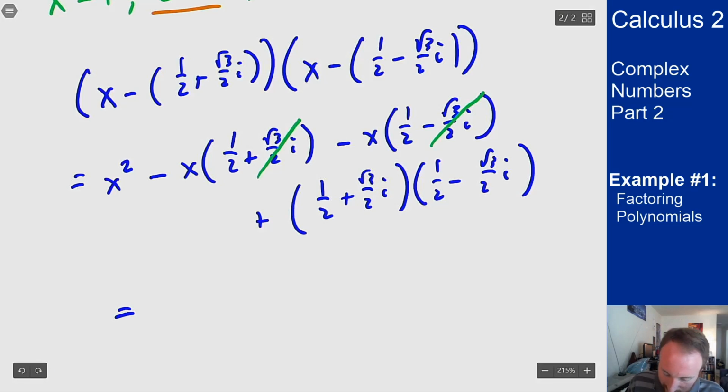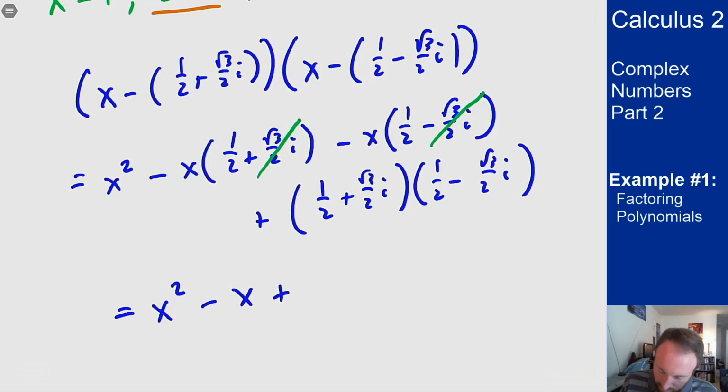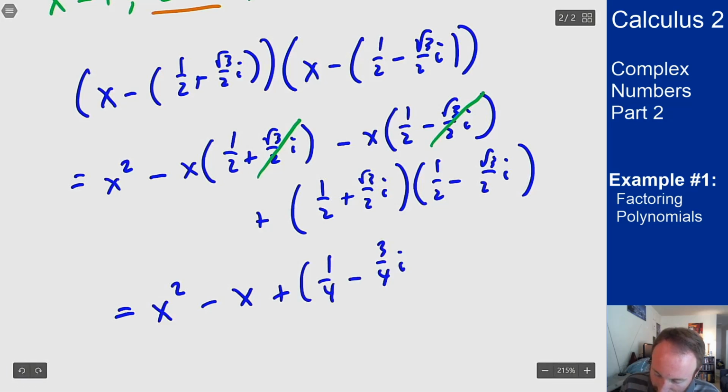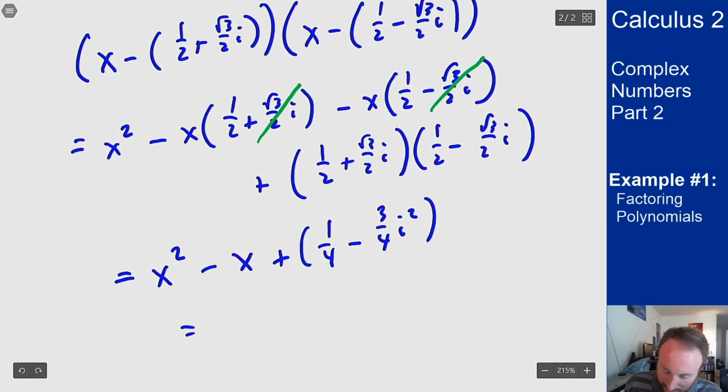So when I put this together, I get x squared. This is going to give me a minus x from the two 1/2s. And this last here is a difference of two squares, because it's a plus bi and then a minus bi. So I'm going to get 1/2 times 1/2 is 1/4, minus the other one squared, which is 3/4 times i squared. i squared is minus 1, that becomes a plus sign. So I get x squared minus x plus 1 as a quadratic polynomial here.